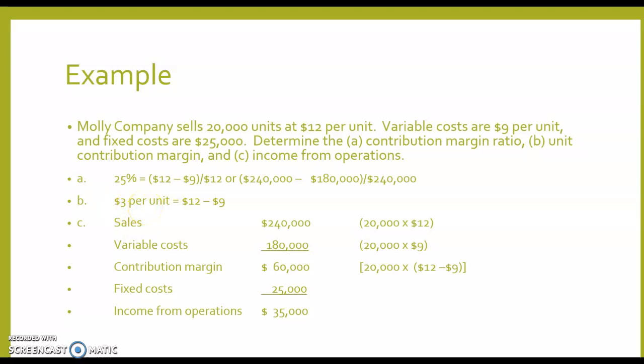That's our contribution margin per unit. And then letter A is the contribution margin ratio. That can be done two ways. I can take my contribution margin total, which is $60,000, divided by my total sales, so $60,000 divided by $240,000, and that equals 25%. Or I can do it by per unit. I can take $3 contribution margin per unit divided by the sales price per unit, which is $12. 3 divided by 12 is also 25%.